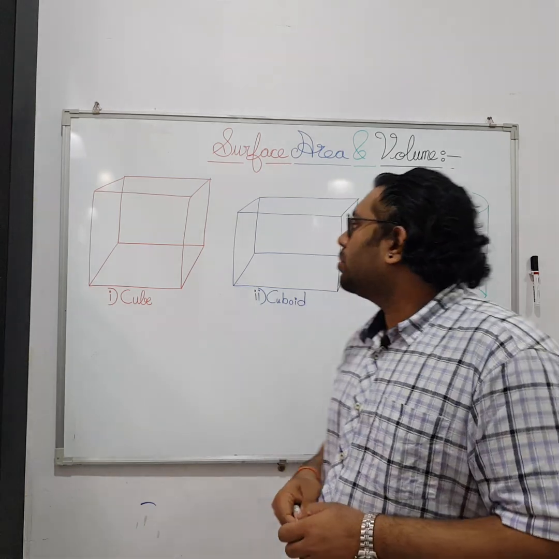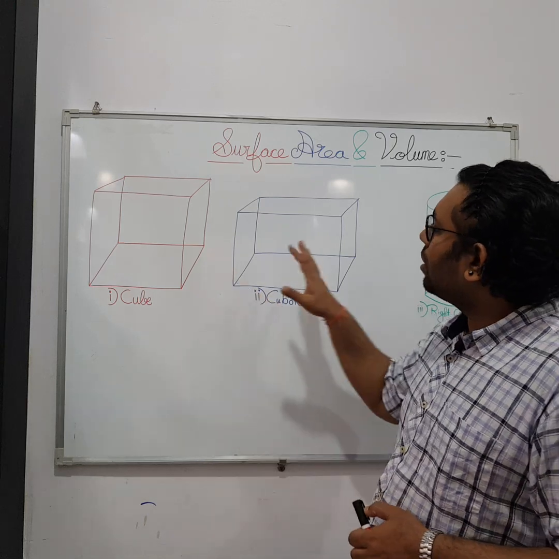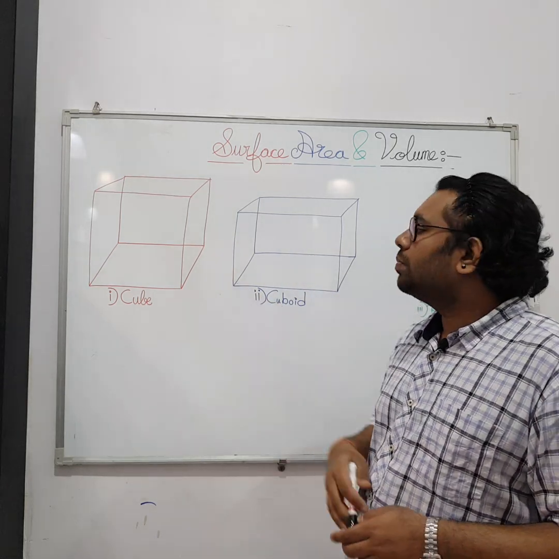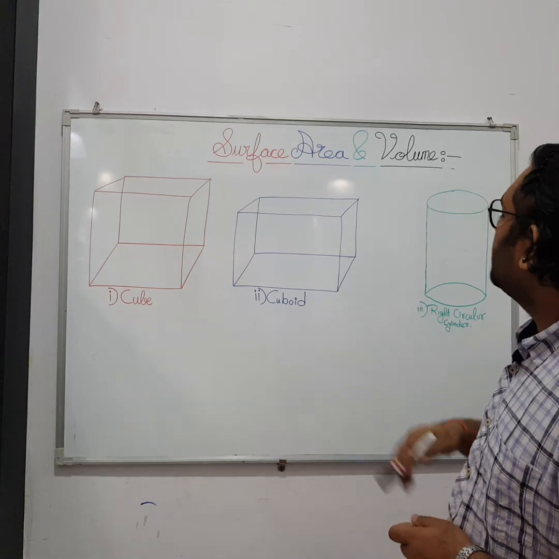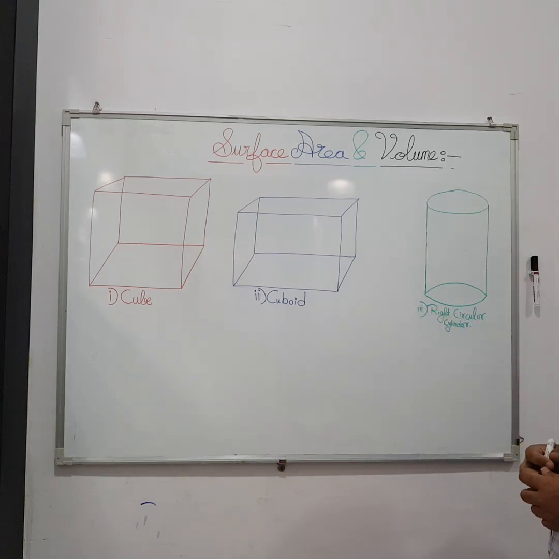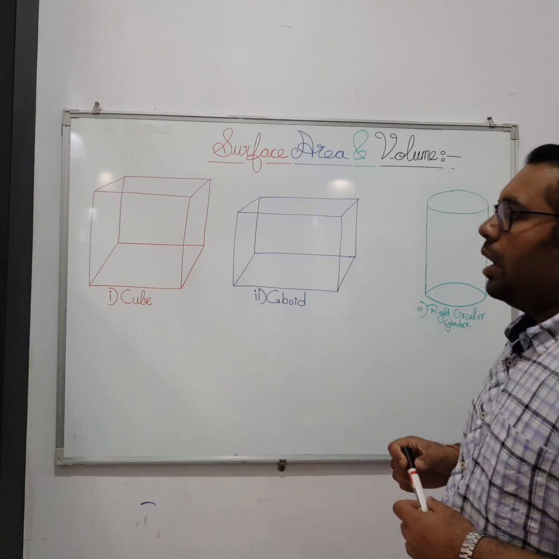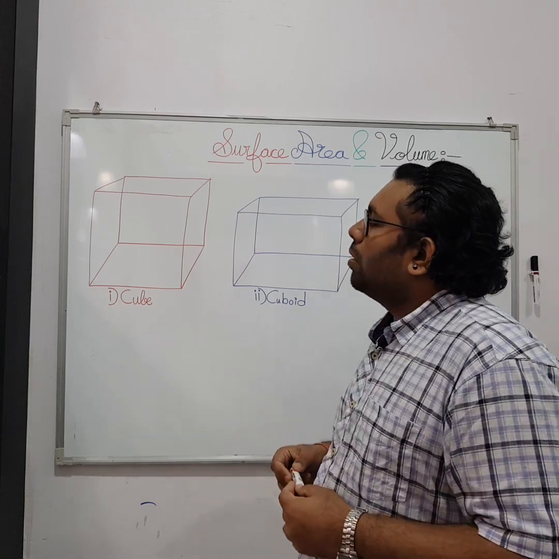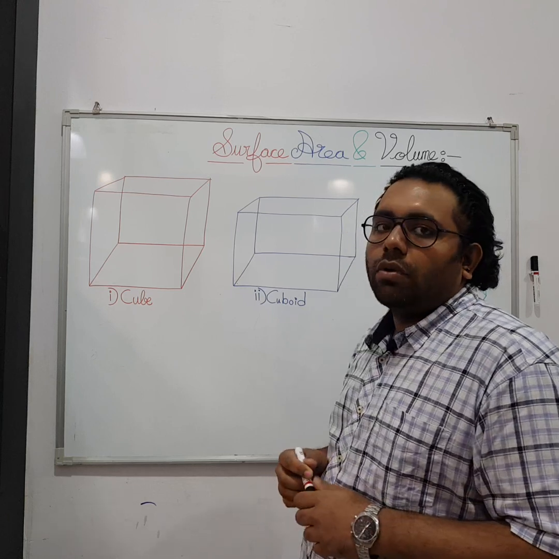As you can see on the board, we have three different 3D objects over here. The very first one which we'll be discussing is a cube, the second one is a cuboid, and the third one is a right circular cylinder. Before we get into any further, first we need to understand what are the three dimensions involved over here.